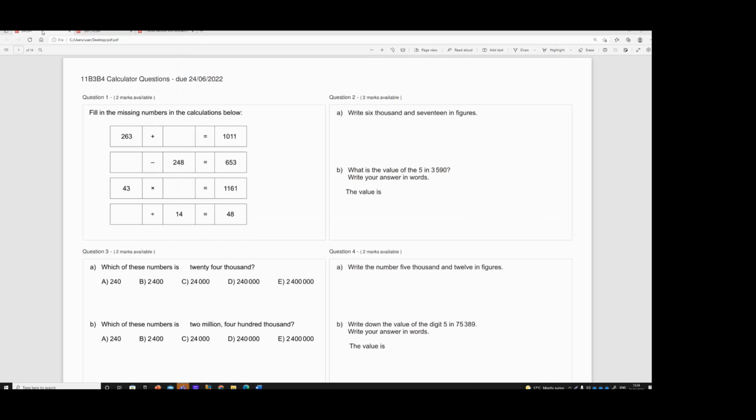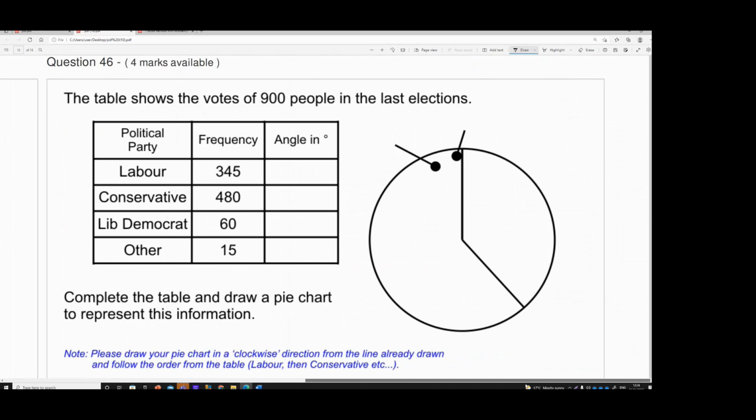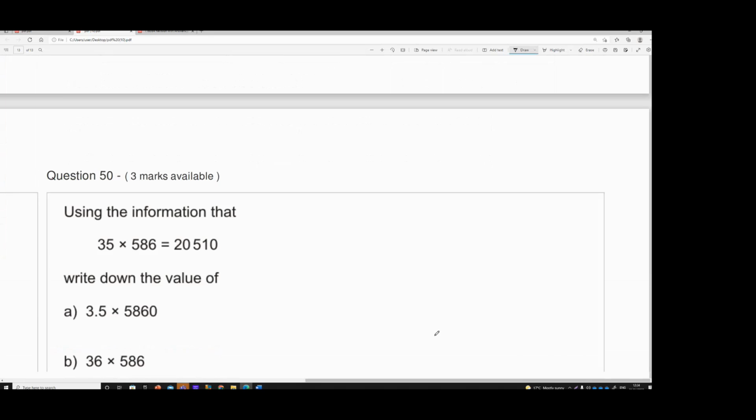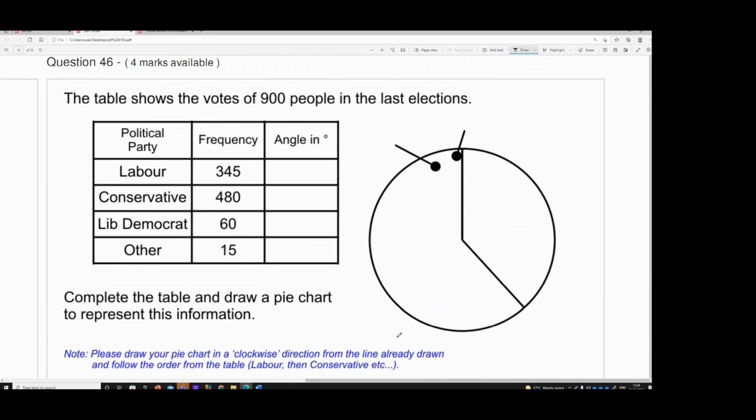So if we just go back to this for a second, this one. Right, we'll have a look at the pie chart. Right, so the table shows the votes of 900 people in the last elections. Complete the table, so they want the angles. So what we'd have to do here is say 360 degrees, that's the full pie chart, is equal to 900 people. This would probably actually be a calculator question.